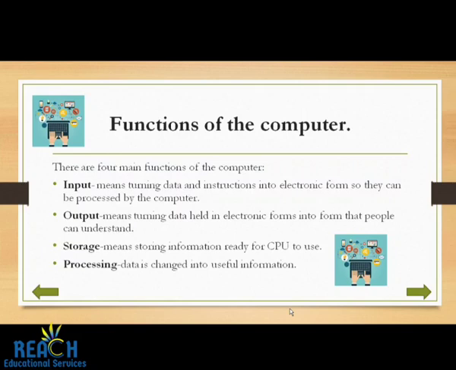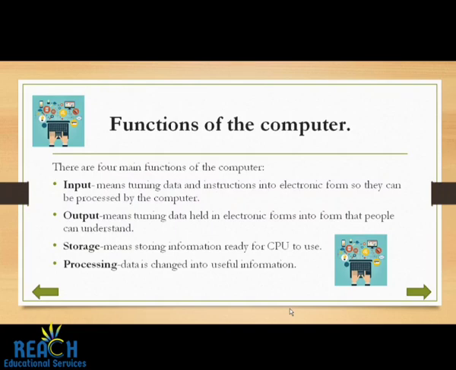So input means turning data and instructions into electronic forms so that they can be processed by the computer. So you entering some random letters in the computer system, you actually were inputting data into the computer system. So remember now, we input data. Whatever we entered into the computer system, it is not information, it's data because it has not been processed as yet. Now I'm going to jump over output and storage and go straight to processing.